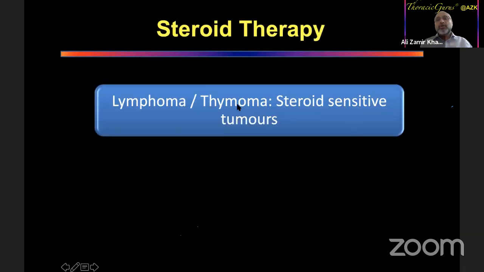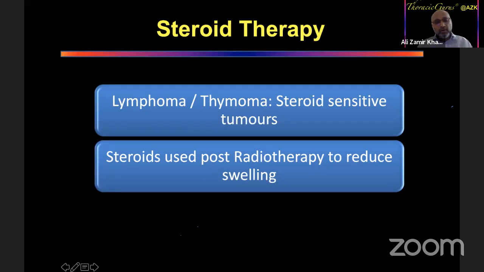Steroids, I told you, are used in lymphomas and thymomas. Very often, if you are not in a situation to offer SVC stenting or radiotherapy, then give them steroids, particularly when you're thinking of lymphoma and thymoma. And there is some regression of the tumor, and that might be enough to actually relieve the symptoms of the patient. And then later on, give the full therapy that you need.